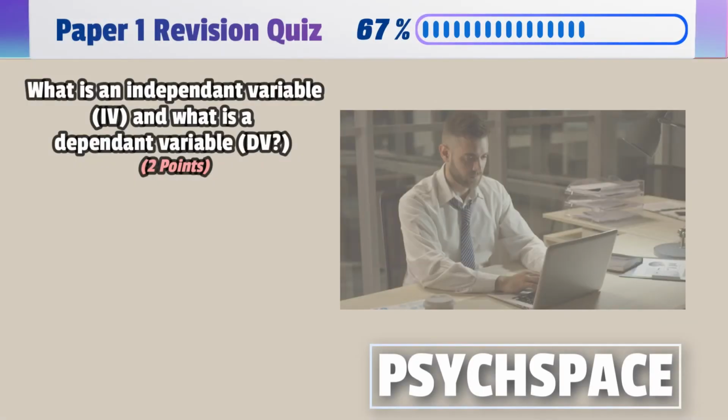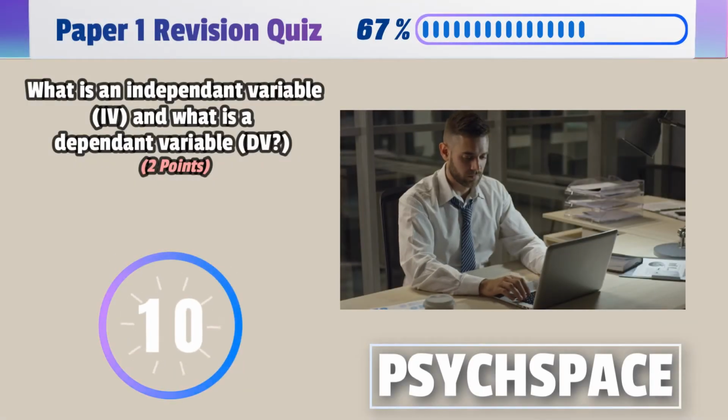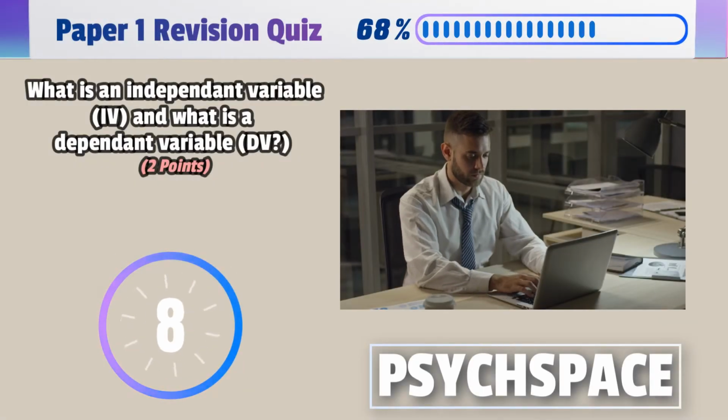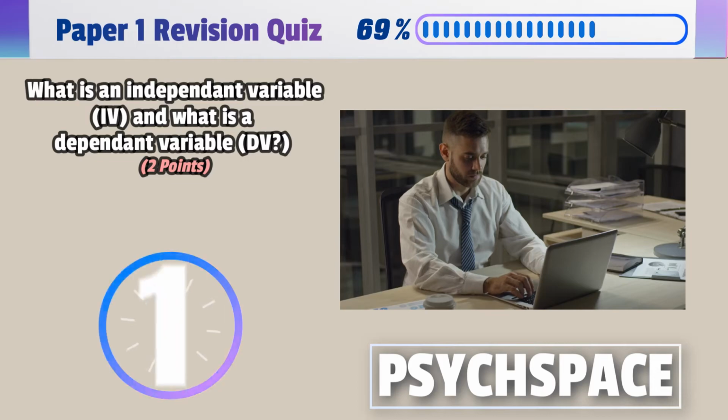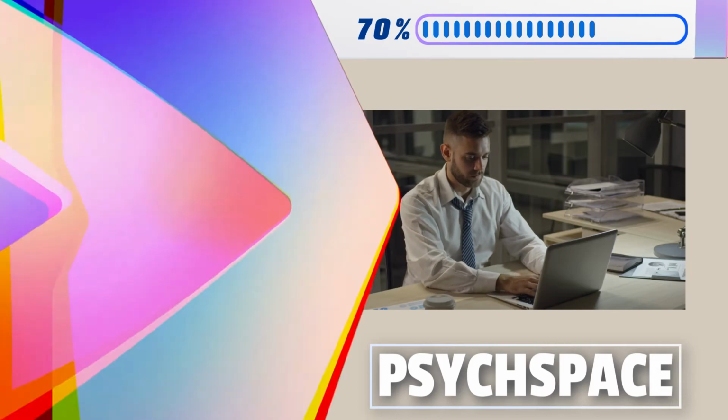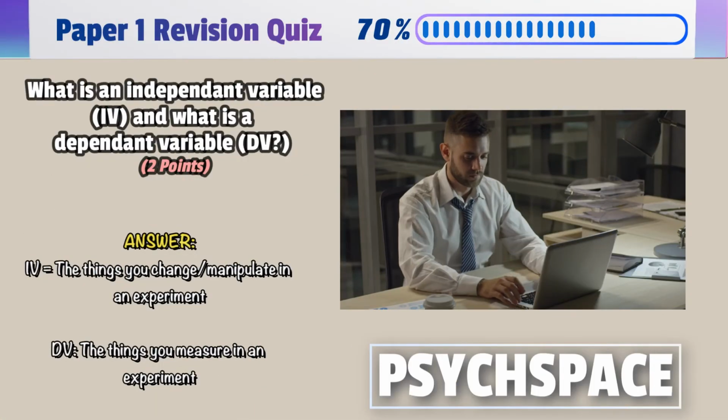So what is an independent variable and what is a dependent variable? A little research methods question here for 2 marks. And the answer is that the IV is the thing that you change in an experiment. The DV is whatever you're measuring in an experiment.